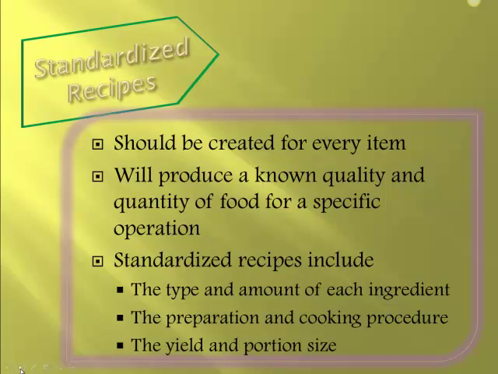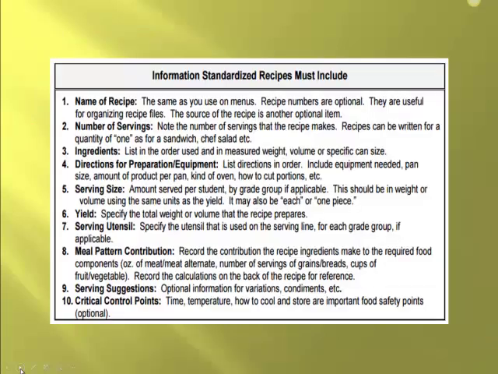When we look at standardized recipes, they should be created for every single item. In a restaurant, we thrive on consistency, and we die by inconsistency. Again, we've mentioned that it produces a known quantity, a known quality, based on the operation. Here's a card that lays out some additional items that might be included. We've already talked about the name and servings, ingredients. Your directions are for home use. In a restaurant, we're going to talk about method of production or method of preparation.